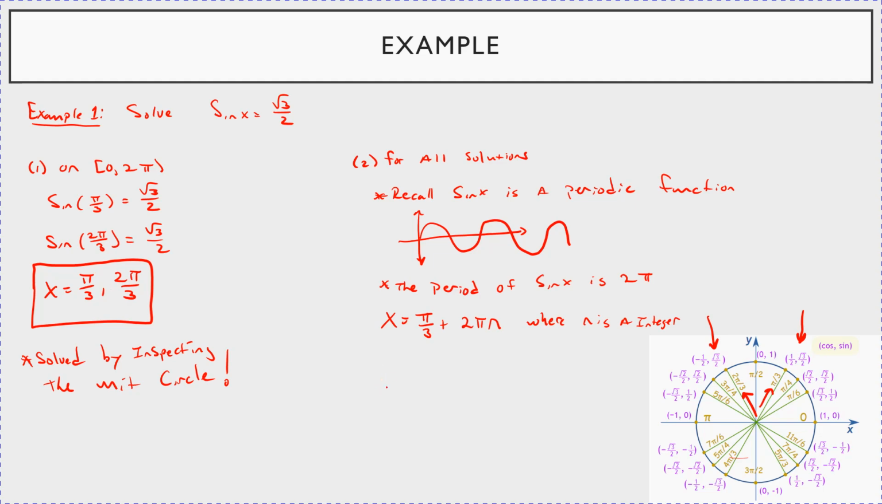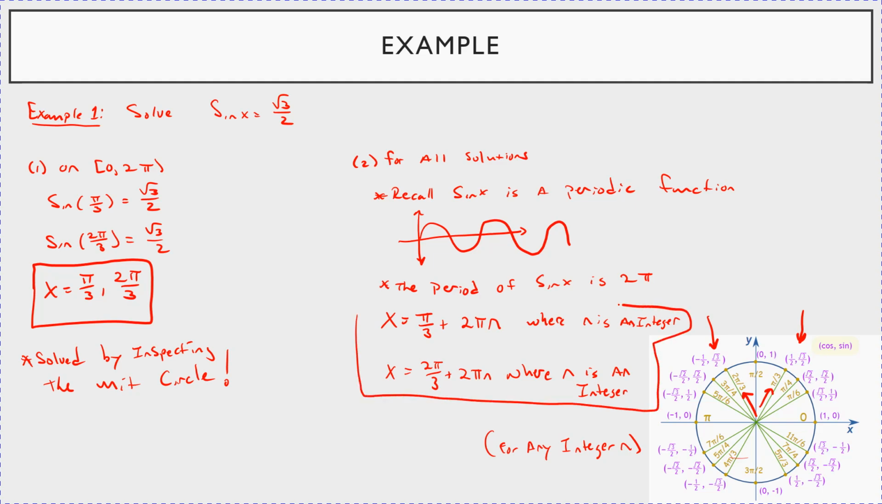And then you do the same thing for 2 pi over 3. You go x is equal to 2 pi over 3, and then, hey, every 2 pi, it repeats itself. Okay, again, where n is an integer. Sometimes you'll also hear me say something like this, for any integer n. Okay, same thing. But this is how you show this general solution. So basically you say, okay, whatever the period is, 2 pi, and then you multiply it by n, where n is an integer.